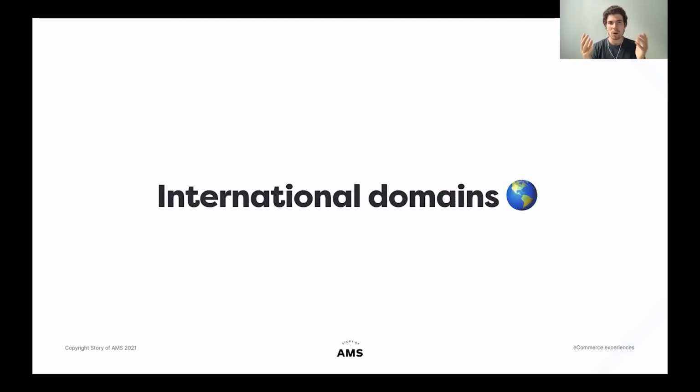There's actually no real concrete data on whether a country-specific domain or subdomain strategy is better for SEO. You also see the big brands like Nike, Gymshark, Apple. They all do different things. Some of them use country-specific domains, others go for the subdomain.